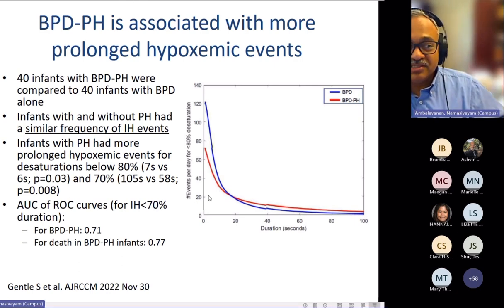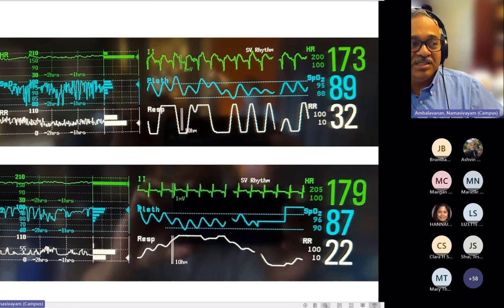So what it's telling us is the infants with just BPD, they have more episodes but shorter episodes, whereas the ones with pulmonary hypertension, they have fewer episodes but longer episodes. So if you have long episodes, that's more likely to be associated with pulmonary hypertension. And that's something you can see clinically too.